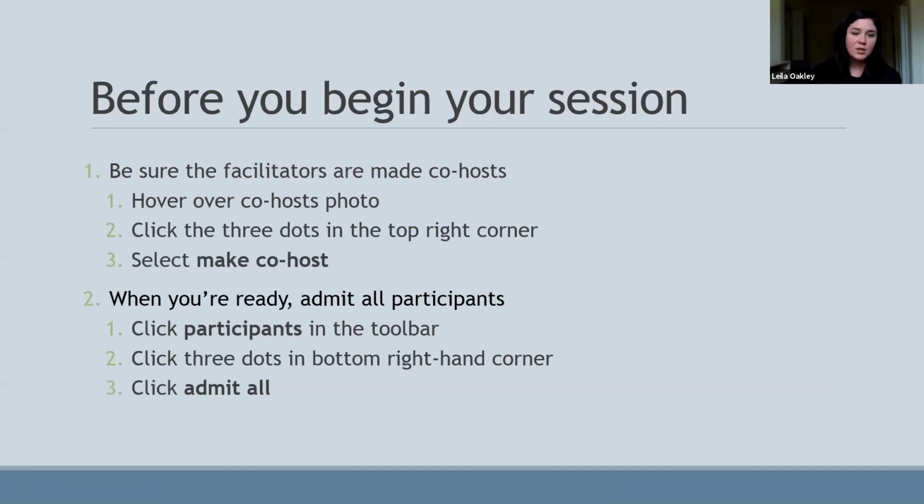And then when you're ready, to admit the participants who are hanging out in the waiting room, you go to the toolbar, which again is down at the bottom. You click participants in the toolbar, and then on the participant panel, there are 3 dots in the bottom right-hand corner that you click. Those 3 dots pop up a little screen, and there's the option to admit all, which you'll click. And again, if this is confusing, we can practice this at the end. So that's to get set with the facilitators, make everyone a co-host, and then once you're ready as facilitators, let the group in.